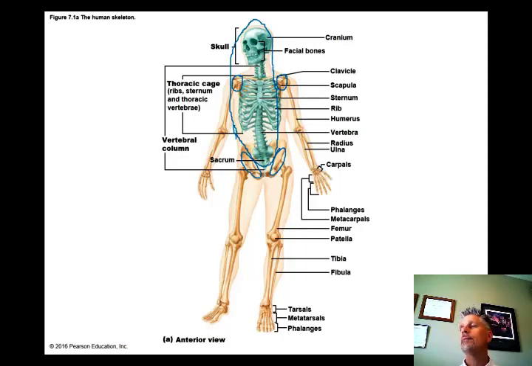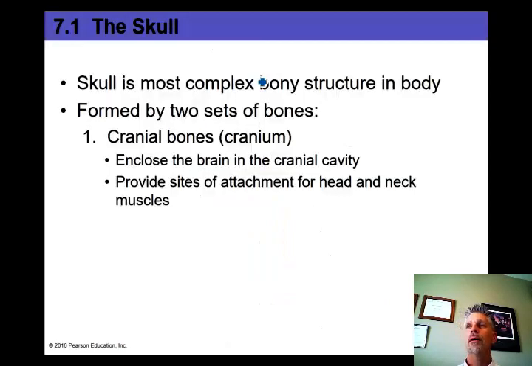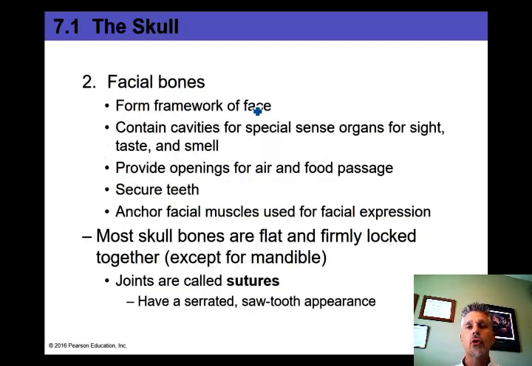Now, of those 80 bones, we find that a lot of them are contained within the skull. A lot of unique bones there. Irregular bones, flat bones, etc. Okay, two sets of bones of the skull. We have the cranial bones, which encircle the brain, forming a cranial cavity, and also provide different places of attachment for muscles of the head and neck. So we have the cranium, and then we have the facial bones.